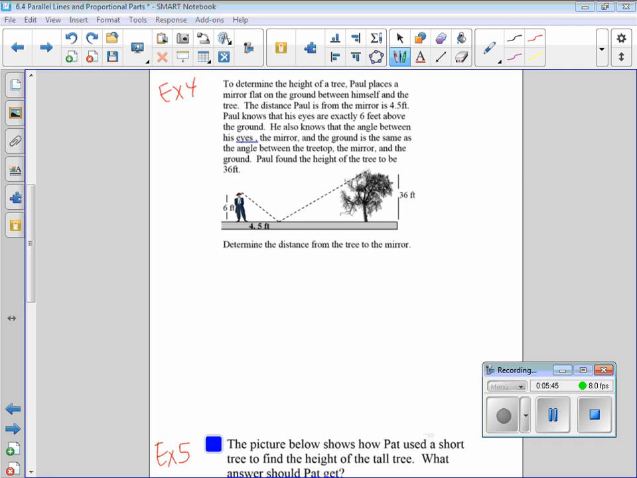And then see if you can determine if the two triangles, hopefully you see those, are similar. And if so, then go ahead and see if you can write proportions to find out what it is that they're trying to ask you to find.